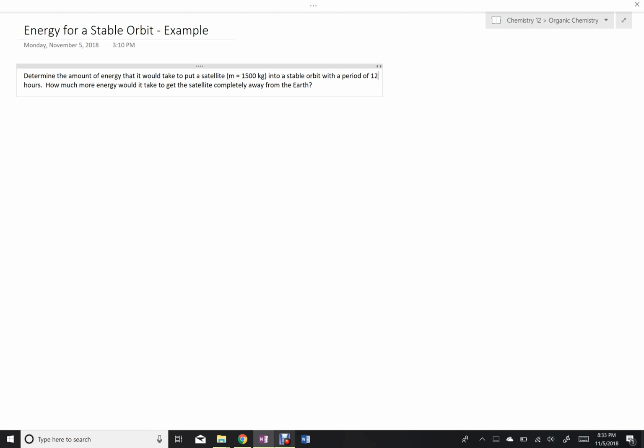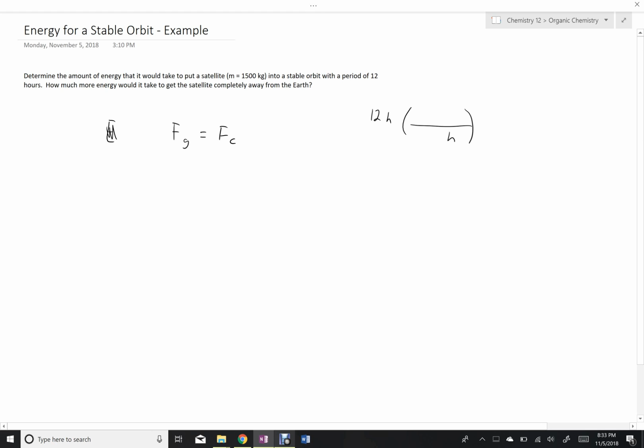So the first thing I need to do, actually I can't start with energy, I have to start with forces, is I have to figure out what the distance from the center of the Earth that stable orbit would have. It's a period of 12 hours. So in 1 hour I have 3,600 seconds. So if I'm going to go 12 times 3,600, 43,200 seconds in that 12-hour period.